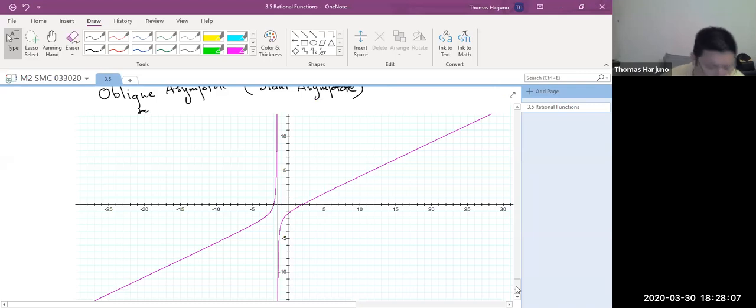Now notice that when the graph goes very far to the left, it gets closer to this line here, and there's a line that it gets closer to on the far right. This is what we call a slant asymptote. It's slanted because it's not vertical and not horizontal. Now, under what situation do we have a slant asymptote?